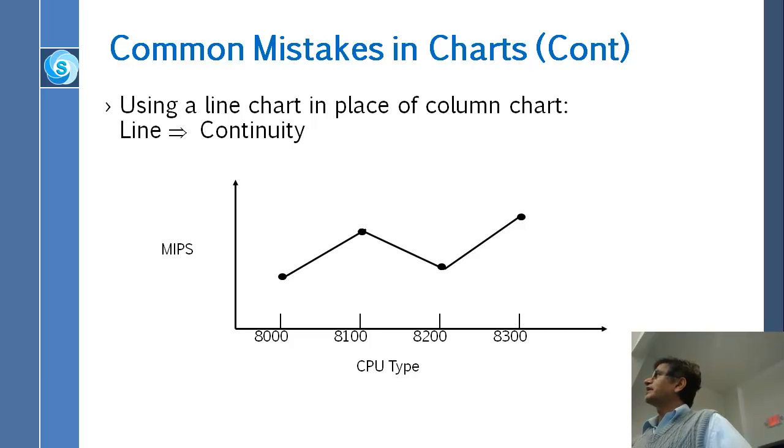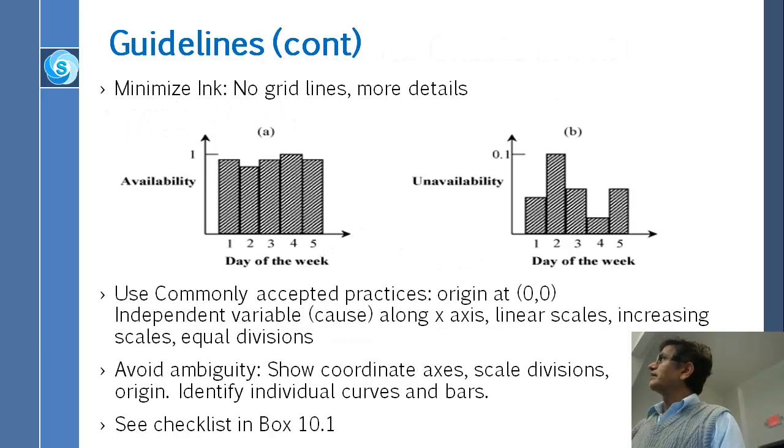Basically what we should have is a column chart, which means a bar chart more like this, where you will have one CPU, second CPU, third CPU, fourth CPU, 4 points.